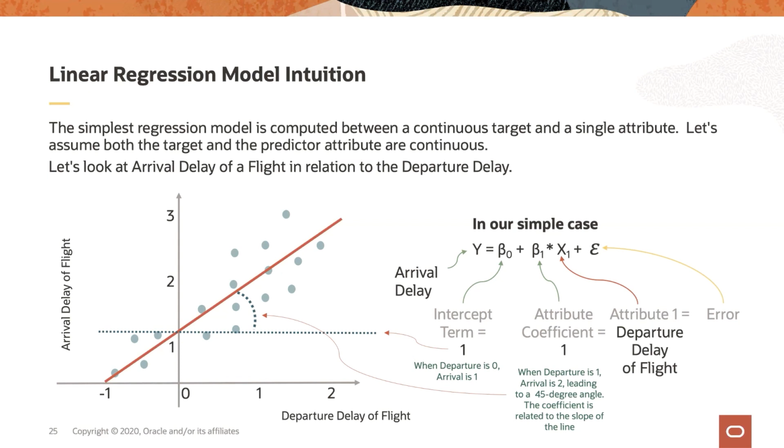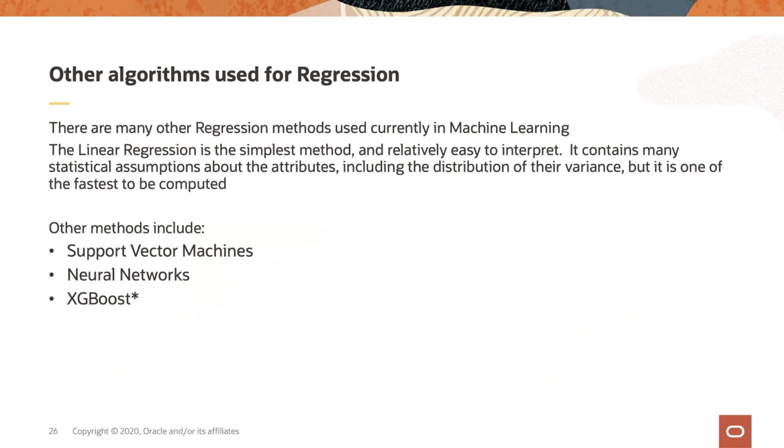But also the attribute coefficient. If I have a 45-degree angle there, then that coefficient will be 1. That is very easy to see, because when I have 1 minute of departure delay, you get 2 minutes on the arrival delay, and so on and so forth. So you have a basic model and the error. Again, that's just a very simple, basic visualization of what the models will do, but we're going to see them in more detail.